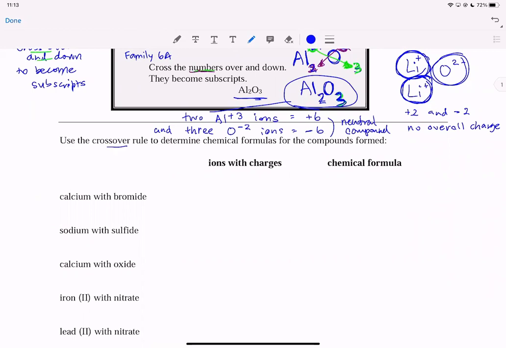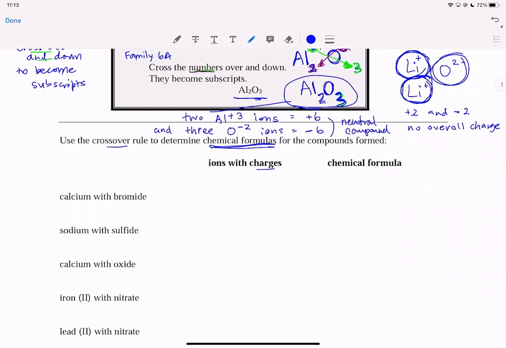So we're going to use the crossover rule to write the chemical formulas. These are the chemical formulas that show what elements and how many as subscripts, but we're starting out with the charge values that are superscripts. And where are we getting those charge values from? So have your periodic table handy.